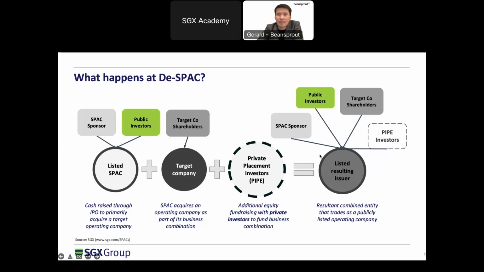So what this means is that once this combination takes place, you've got a number of different holders of the shares. You've got the SPAC sponsors who continue to hold the shares. You've got the public investors who come through either during the IPO or along the way acquiring the shares. You've got the target company shareholders. And last but not least, you've got the PIPE investors. Okay, so a number of different shareholders that come in, and that all relates to the dilution risk that I spoke about earlier.